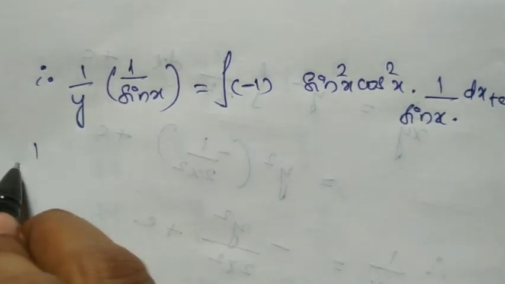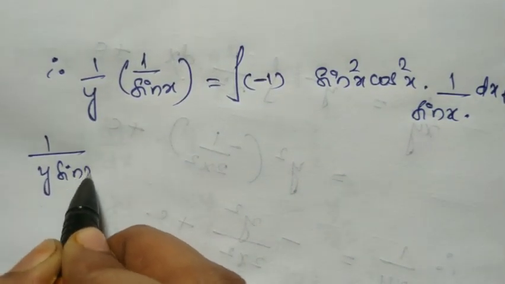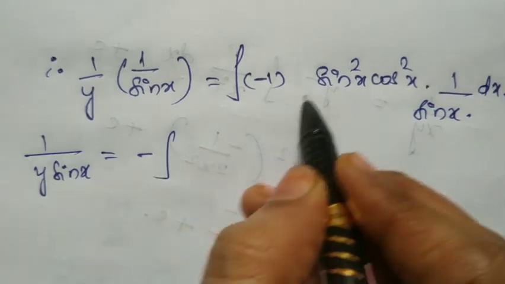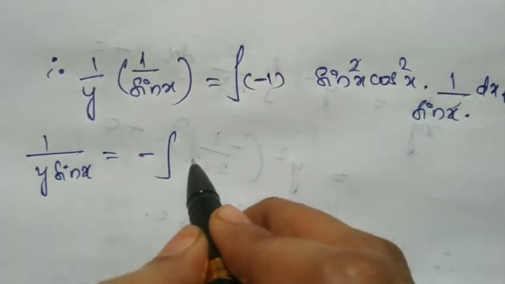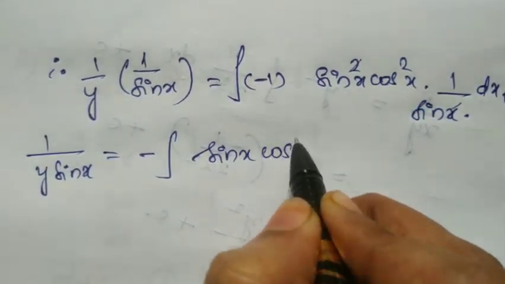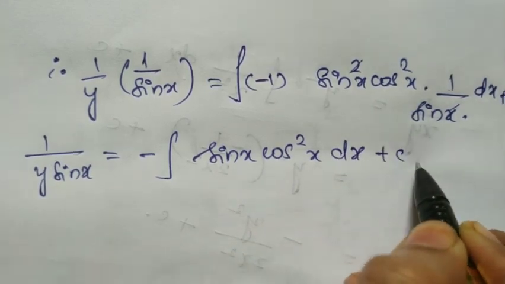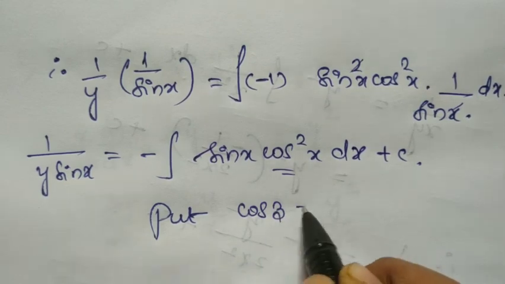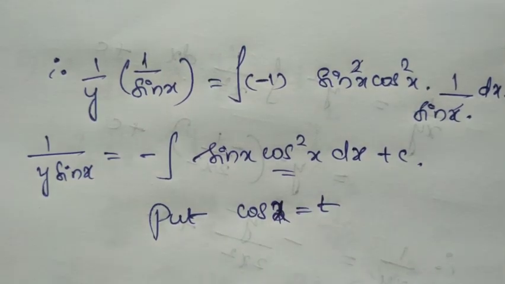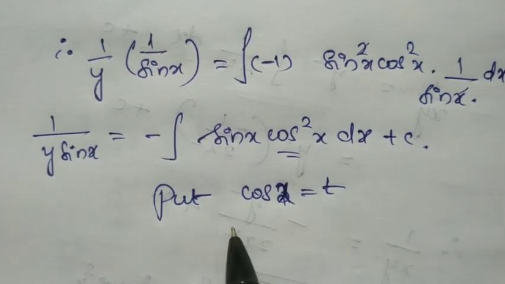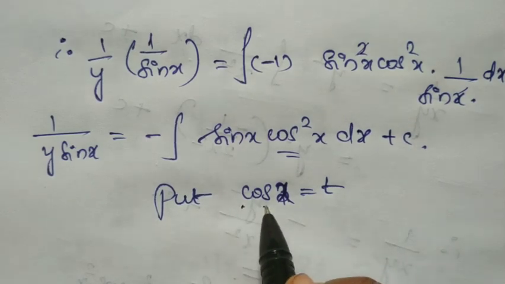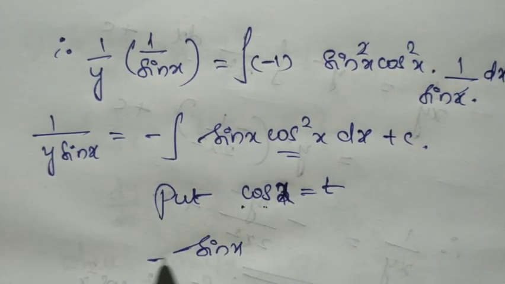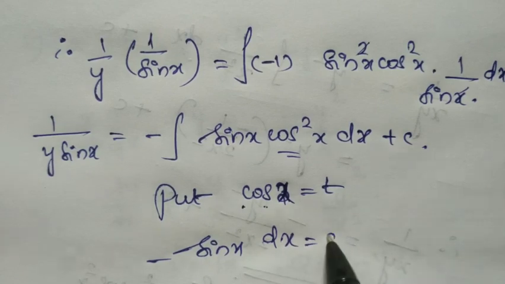So 1 by y sin x equals minus of integration of sin square x by sin x, so sin x cancels, sin x cos square x dx plus c. So in this I am taking cos x equal to t. Cos x equal to t. So differentiate with respect to x. So d by dx of cos x is minus sin x dx equal to dt.